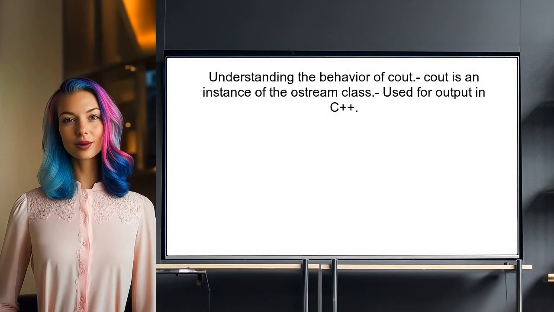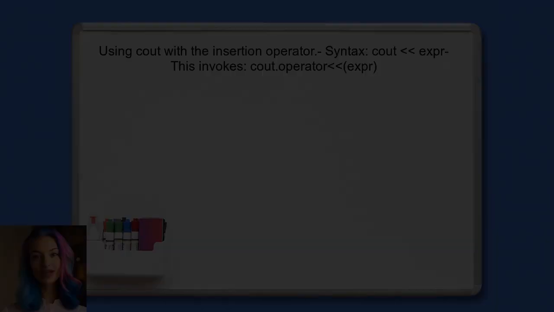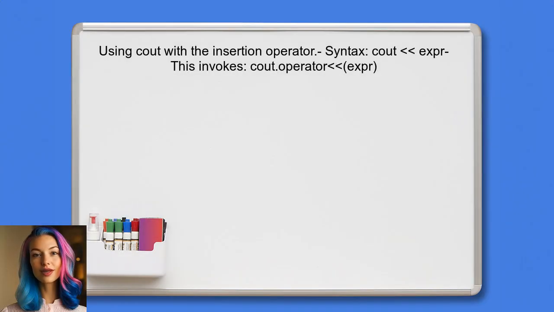To understand the behavior of the cout operator, we first need to clarify what cout is. The user should know that cout is an instance of the OStream class, which is used for output in C++. When the user writes cout followed by the insertion operator, like cout followed by two less than signs, it may seem like a function call. However, it is actually invoking the operator function defined in the OStream class.